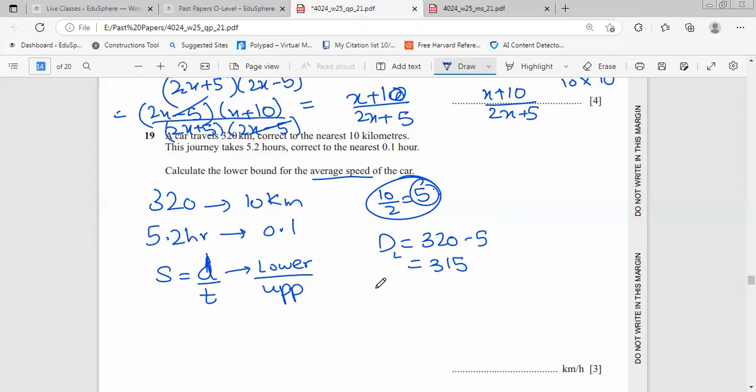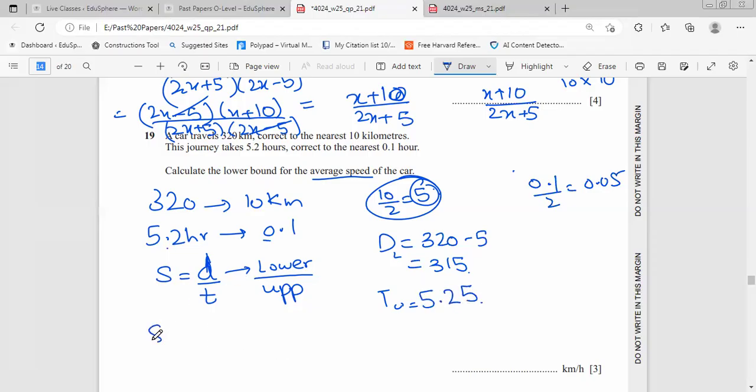And for the upper bound of the time. For the time, if we see that we are going to divide it by 0.1. So again, I'm going to divide this 0.1 by 2. I get 0.05. So if I have to add 0.05 into 5.2, so the upper bound of 0.05 will be, I'm going to add this 5.2 plus 0.05, I get 5.25. So this is the upper bound as 5.25.